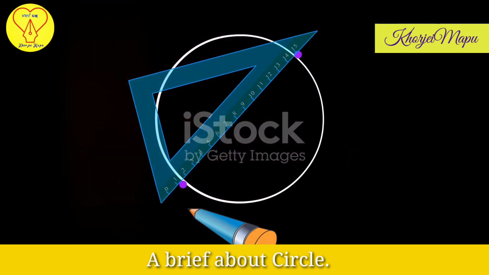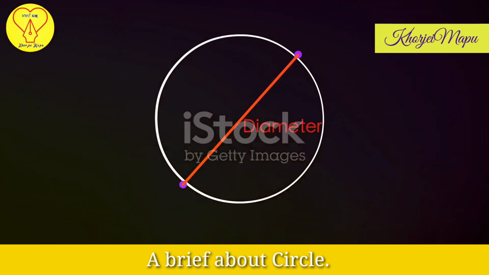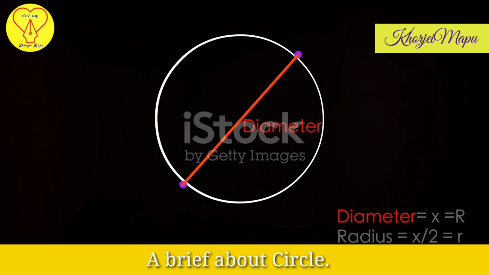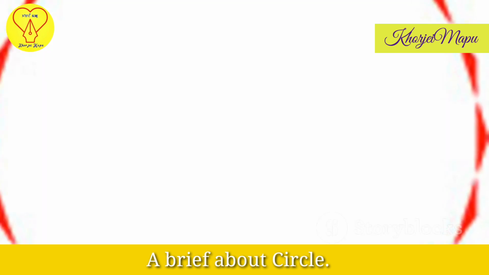Next up, we have the diameter. The diameter is a special kind of chord, the longest one possible. It passes through the center of the circle, dividing it into two equal halves. Each of these halves is known as a semicircle.